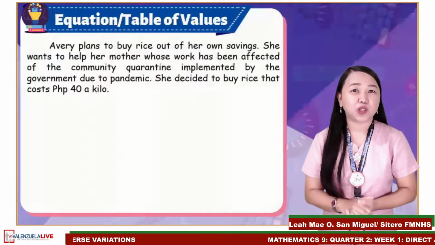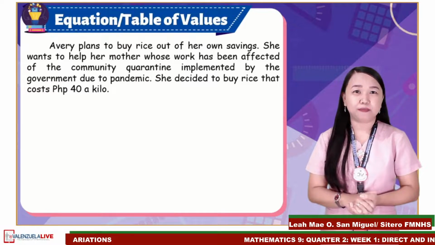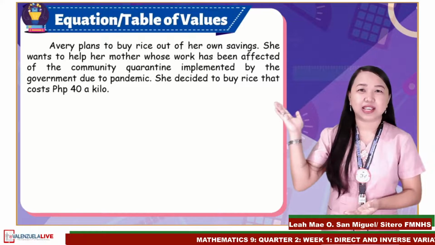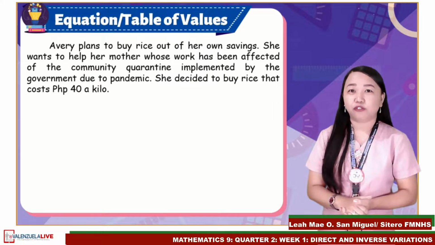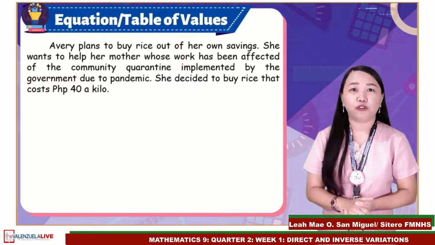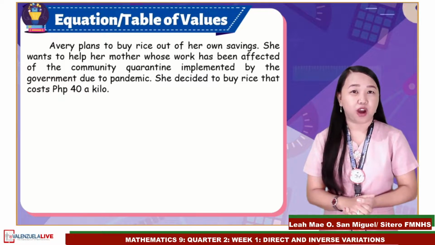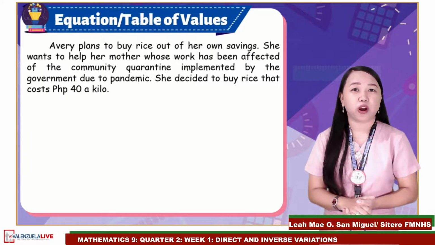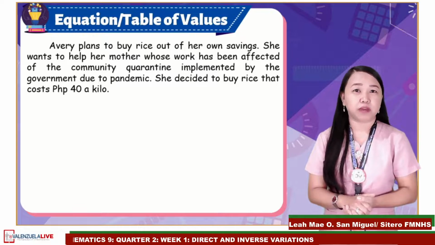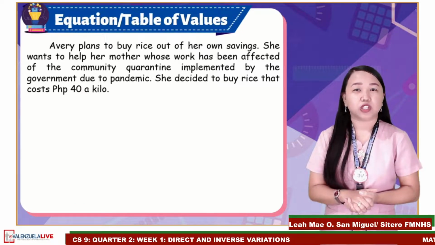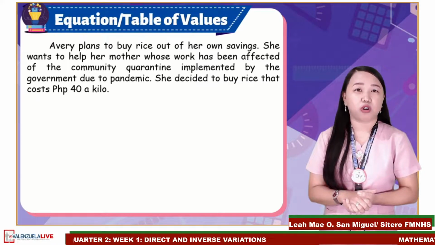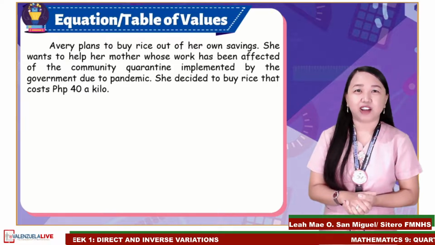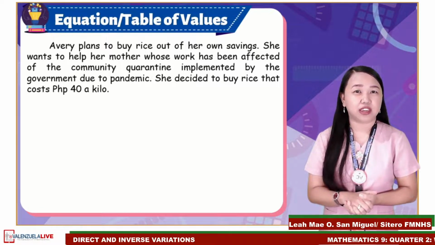Furthermore, we can also observe direct variation using table of values and graph. Look at this example. Avery plans to buy rice out of her own savings. She wants to help her mother, whose work has been affected by the community quarantine implemented by the government due to pandemic. She decided to buy rice that costs 40 pesos a kilo. What do you think are the two quantities involved in the given situation?